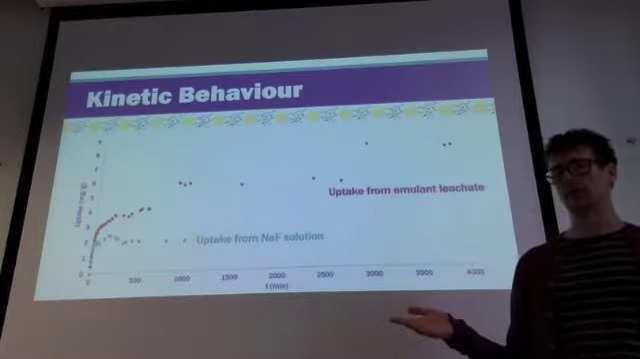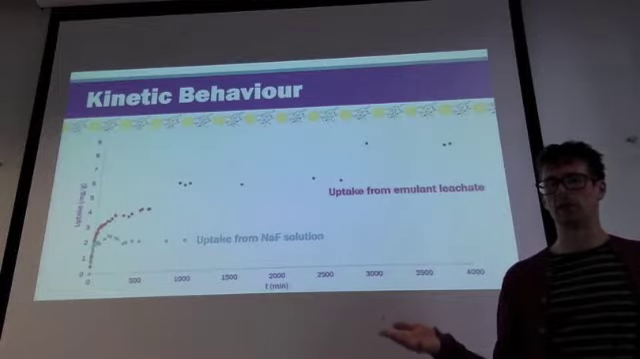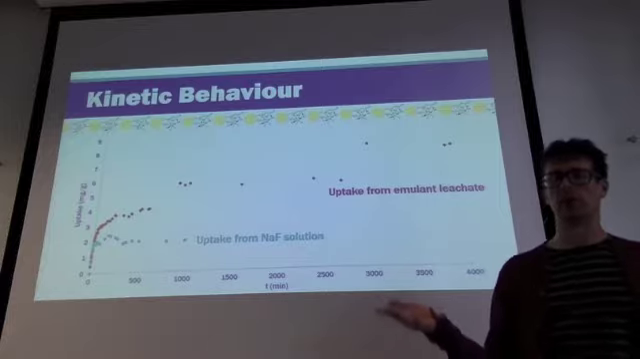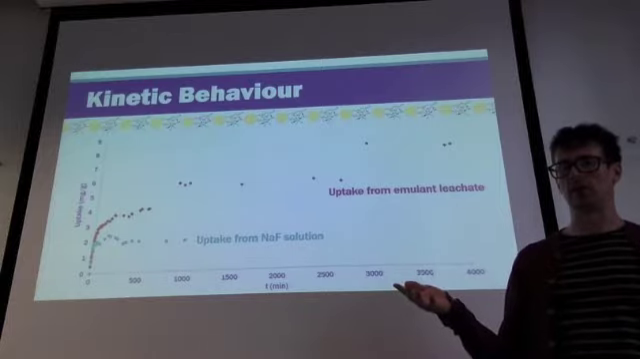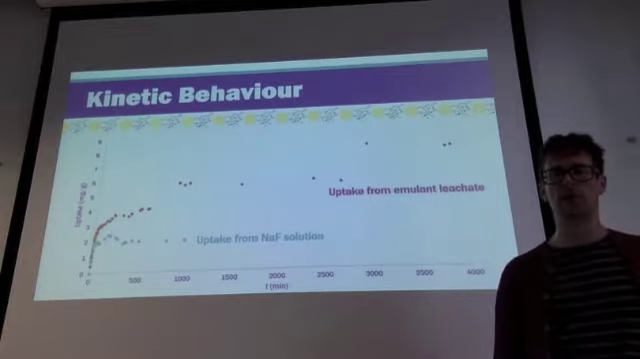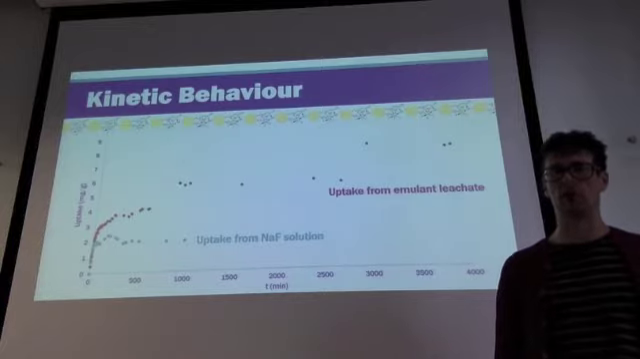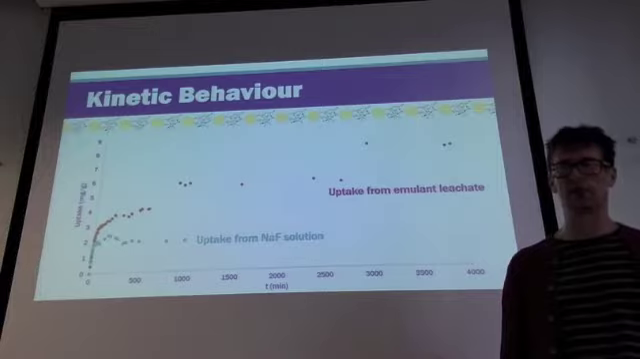And what we see is that when we're extracting from the simple sodium fluoride solution, the uptake rises quickly and then gradually levels off and reaches an equilibrium, becoming almost constant. This is exactly the kind of pattern that you would expect to see from a system that is dominated by chemical bonding interactions, as ours is.